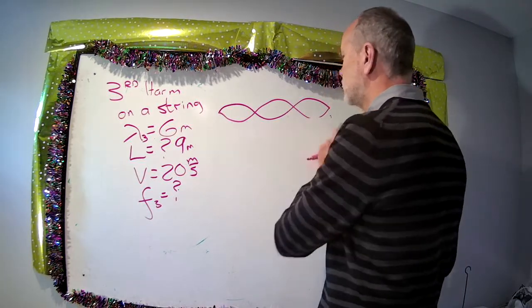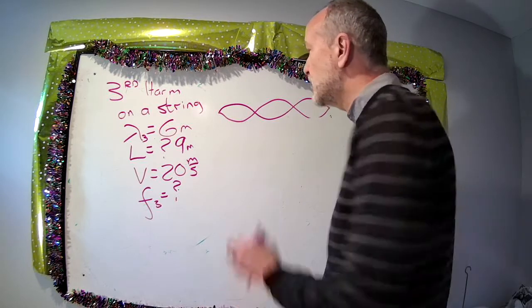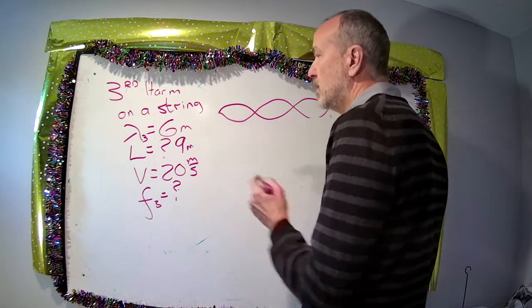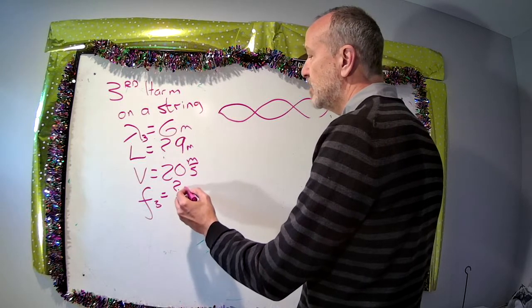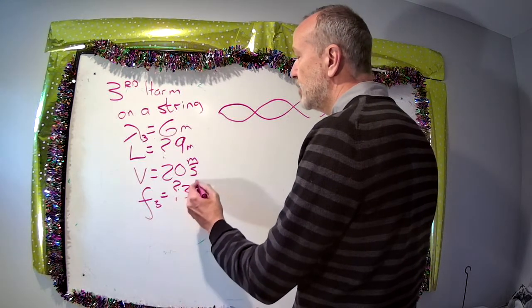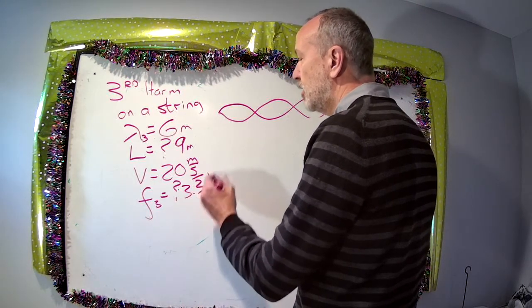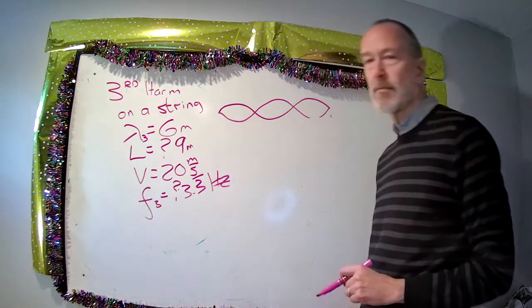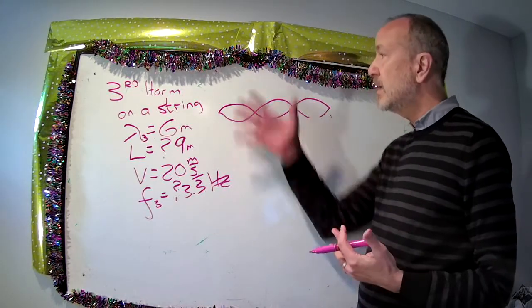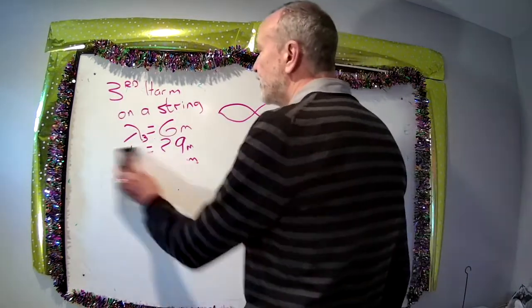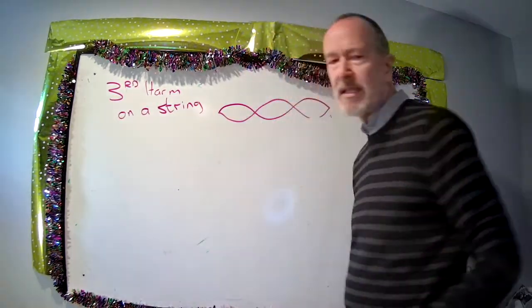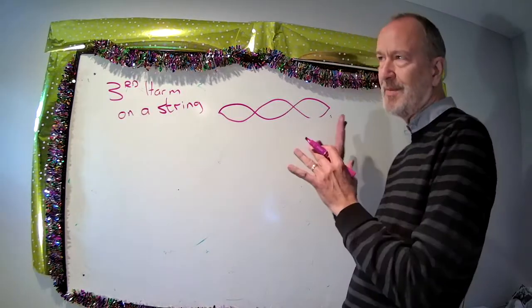Now let's figure out that frequency. Well, wavelength is 6. V is 20. 20 divided by 6, which is 10 divided by 3, which is 3.3 repeating hertz. Okay? That's one type of problem you could have. How about a different type of problem? Let's just do the third harmonic again, just because it's easy for me to draw.